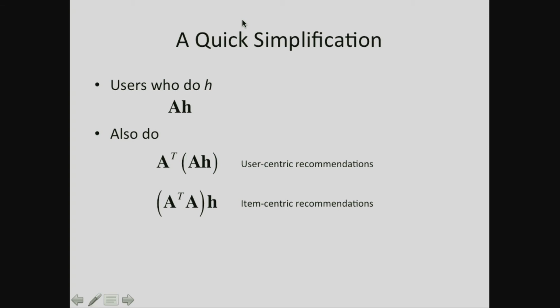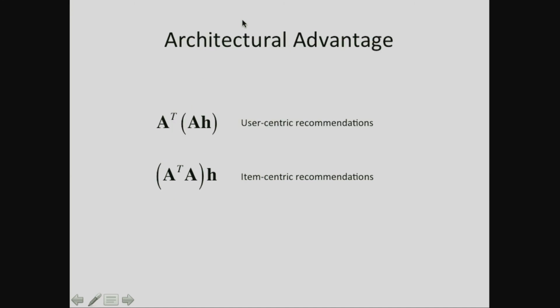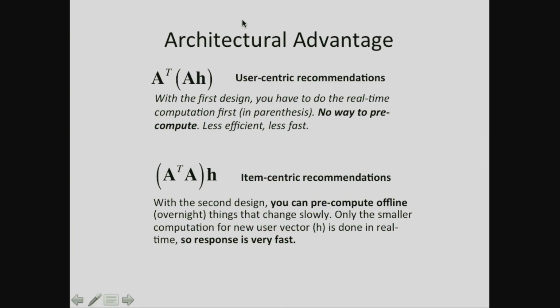Okay, I'm going to skip through the math, but the key thing to look at, for people who actually want to look at some real math, is that there really is a choice of doing this kind of recommendation as user-centric or item-centric. What we did was item-centric, because by doing an item-centric design, you can do the computing of things that don't change quickly offline ahead of time. It makes it a very powerful design.